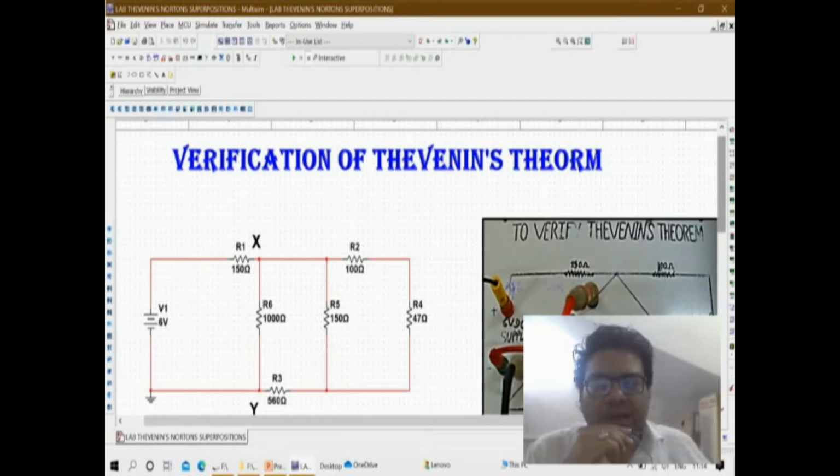So guys, what you are seeing on your screen is the Multisim software I have used, and we are going to verify Thevenin's theorem and Norton's theorem today in this software. I have already prepared a circuit. You can see this is the hardware circuit. This is the circuit diagram printed on the hardware at the right side, and this is the left side. You can see this is the circuit diagram I have constructed in the Multisim software.